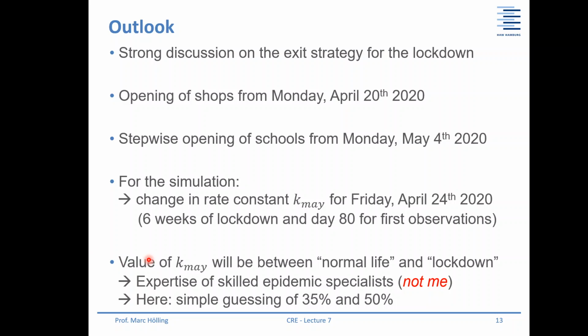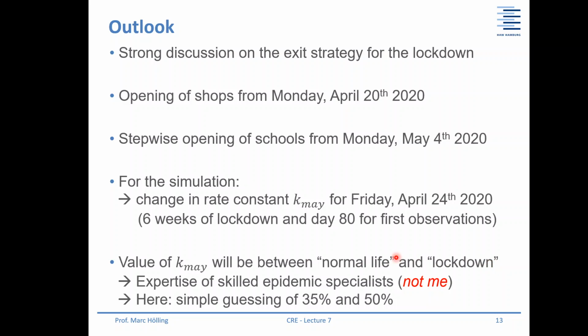And yes, what is the big unknown? This is the new rate constant for the month of May. And what we can see very easily is that it will be something between the value for normal life and the value for lockdown.